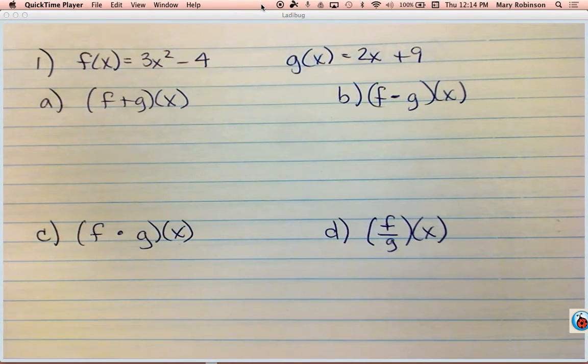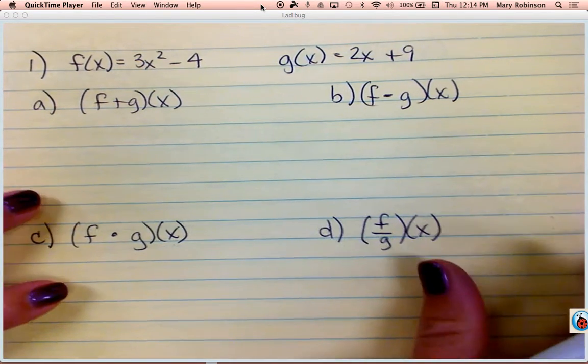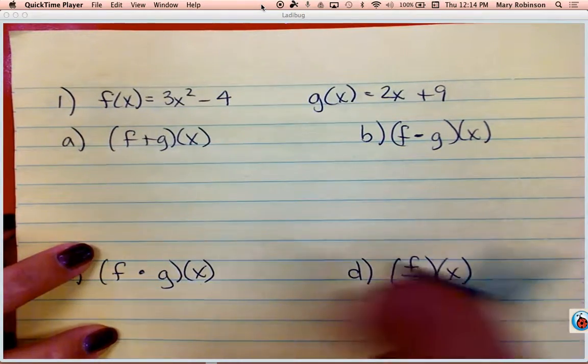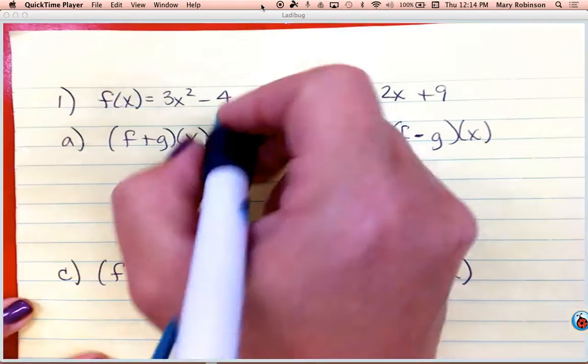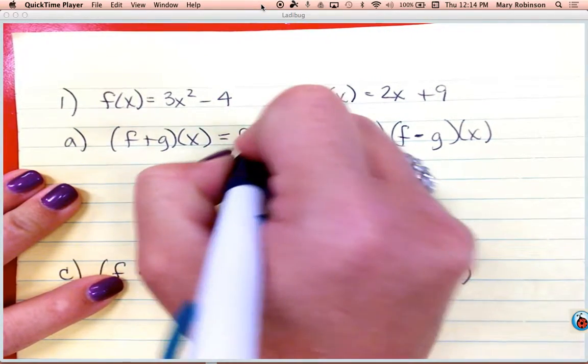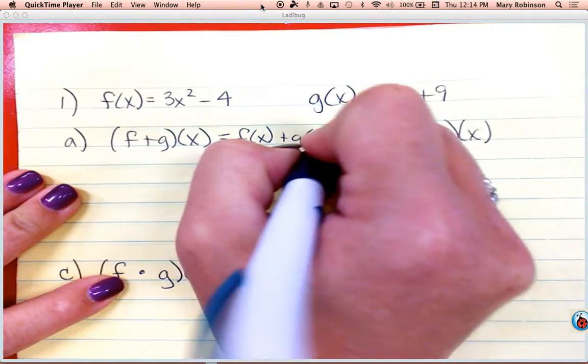In this video, I'll be going over problem 1 of Unit 2 Test Review, Function Operations, Compositions, and Inverse Functions for Standard Math 3. So the first problem, you are asked to find f plus g of x. We need to recall that this just means that you're going to add your two functions together.